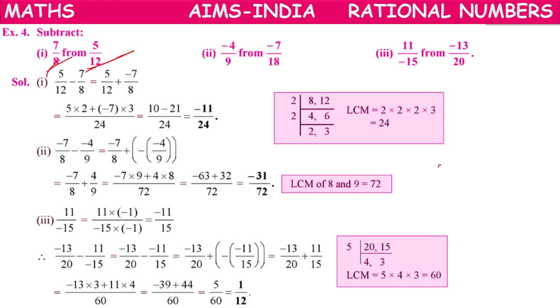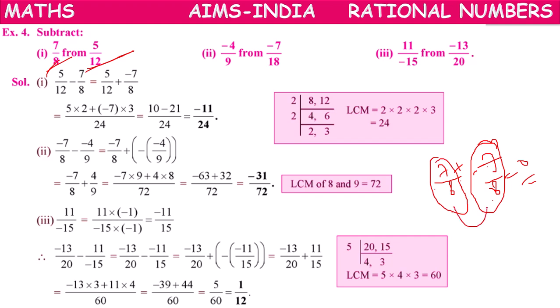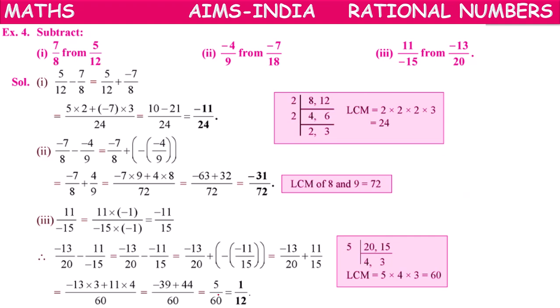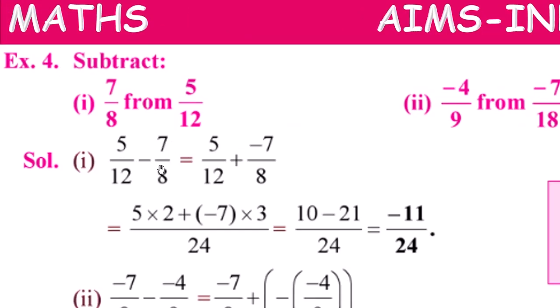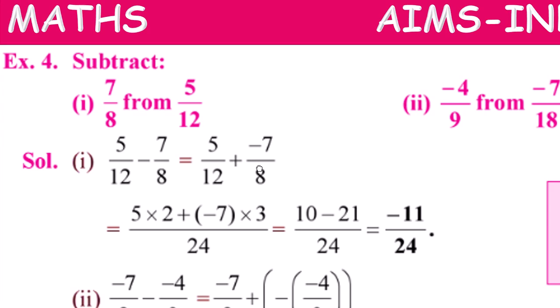What is the additive inverse? 7 by 8 plus of minus 7 by 8 equals 0. So minus 7 by 8 is called the additive inverse of plus 7 by 8. The sign will change. During addition, their result is 0, so they are called additive inverses of each other. Additive inverse means we just have to change the sign. So here plus 7 by 8 is there, and we will change it to minus 7 by 8.